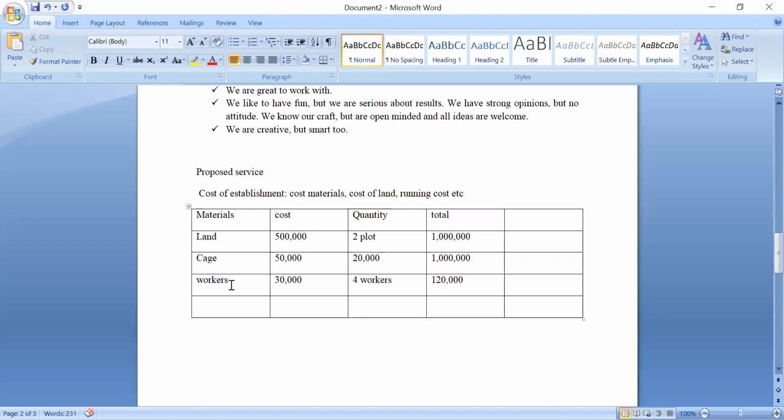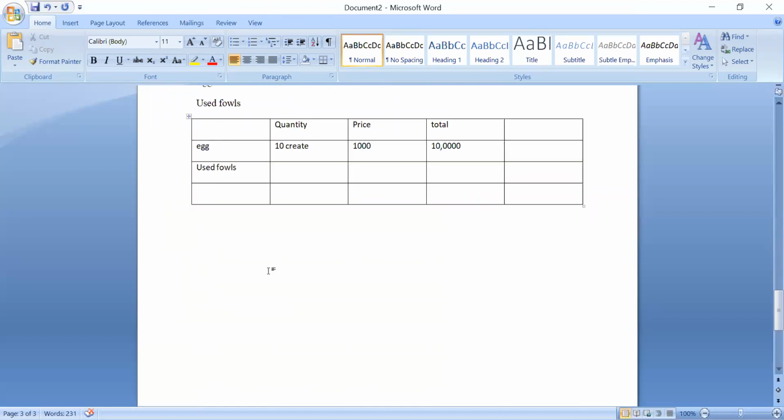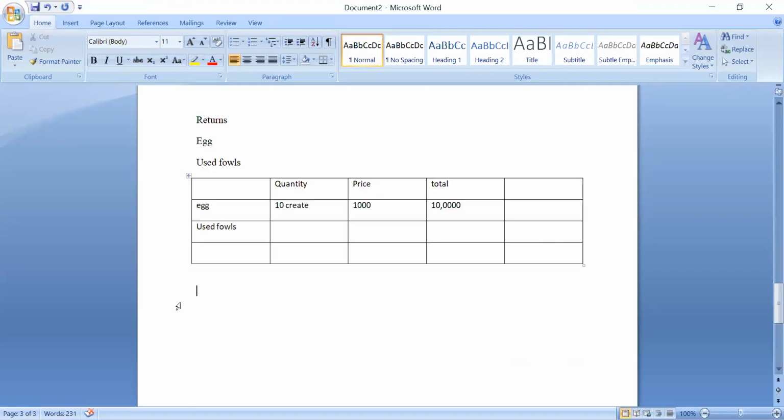We only have a few variable costs, like the workers, buying fuel for your generator. All those are the variable costs. So by the time you remove your fixed cost from your variable cost, you will know what you have on ground. Then that can help you to predict when the company will break even and when the investor will have his money back.